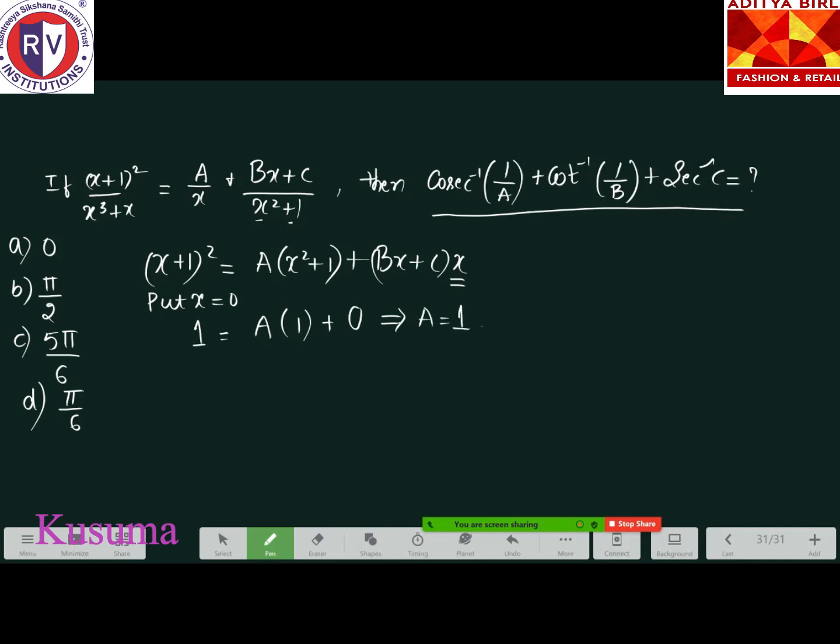Now, to find out the value of b and c, I'll expand this. So this will be x square plus 1 plus 2x, so this is (a plus b) into x square plus cx plus a, right?